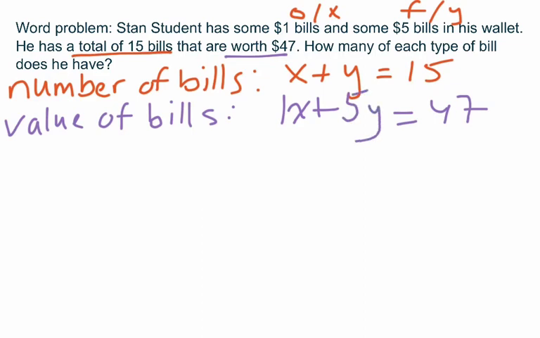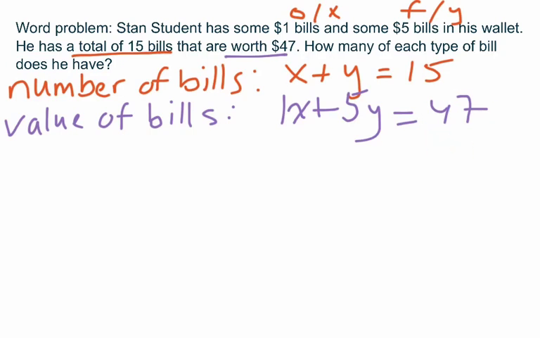We'll stop and think about that for a moment. Don't just write it down. Give your brain a chance to think through it. So take all the $1 bills, multiply them by 1. It's kind of redundant. And take all your $5 bills, multiply them by 5. And if you add the value of the money up together, you should come up with $47.